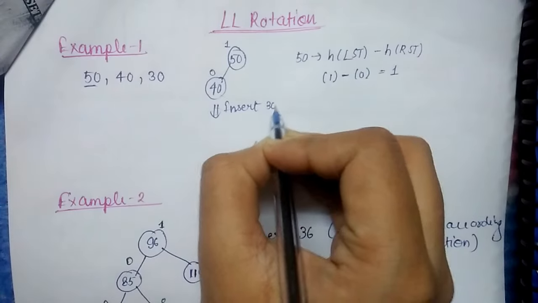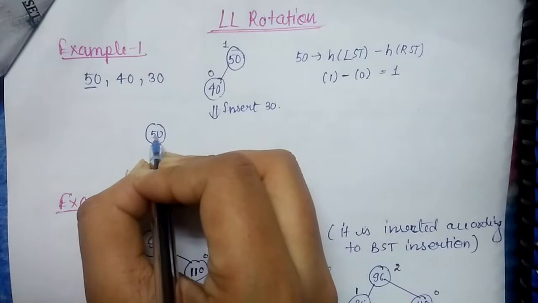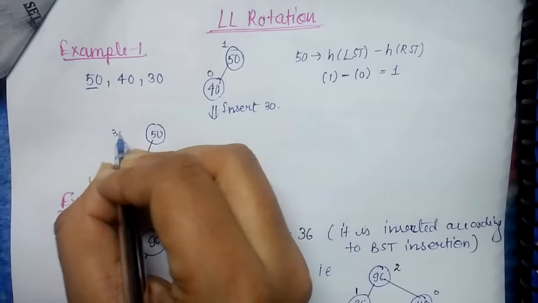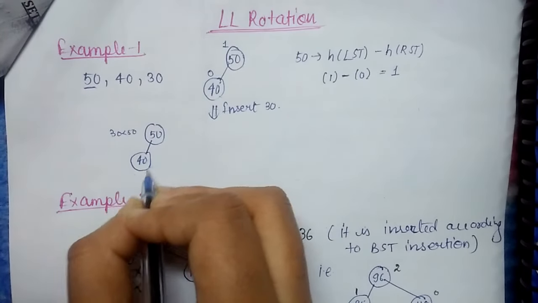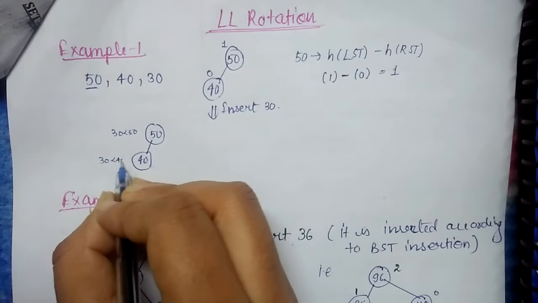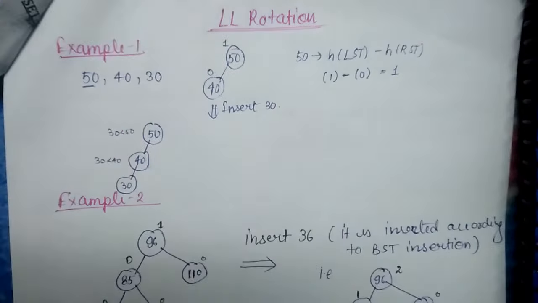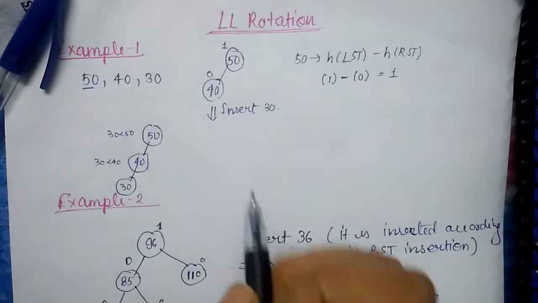When we insert 30, first of all we compare 30 with 50. Now 30 is less than 50, so we go into the left subtree. Now we compare 30 with 40. Now 30 is less than 40, so we insert 30 to the left of 40. Now after insertion, we calculate the balance factor of the tree once again.